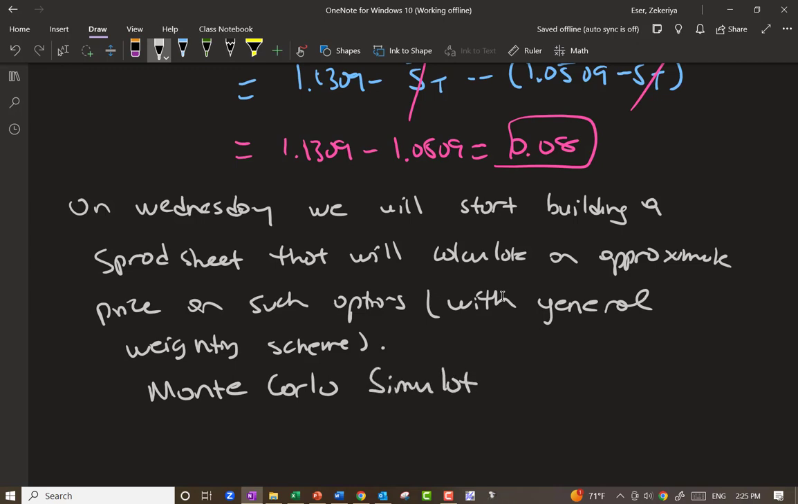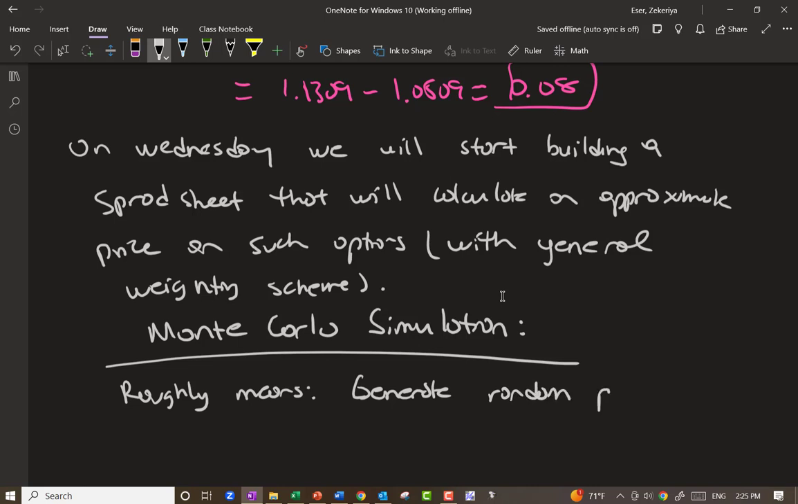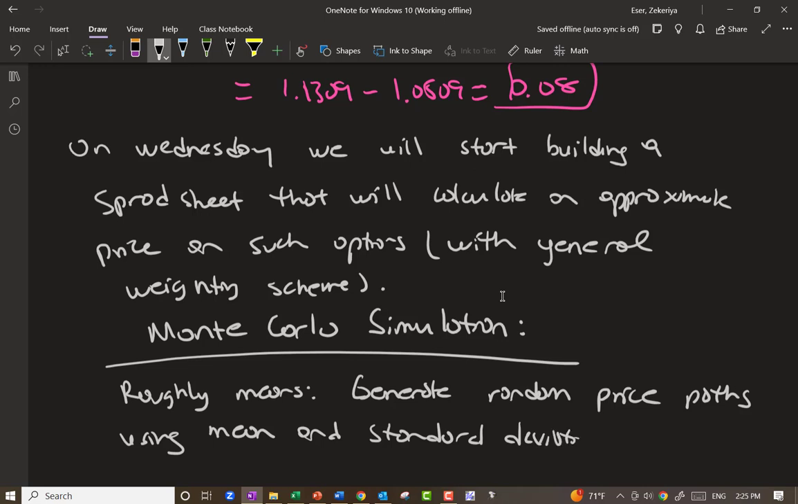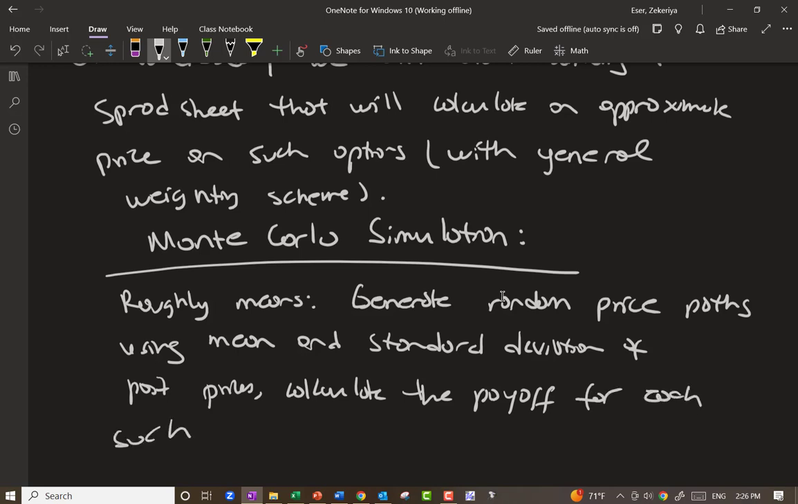Other than that, we're going to use a technique called Monte Carlo simulation, which roughly means generate random price paths using the mean and standard deviation of past prices, calculate the payoff for each such realization, and average them.